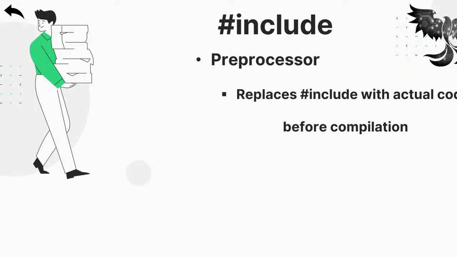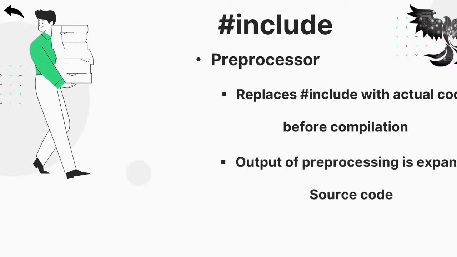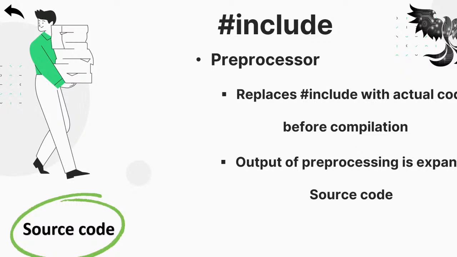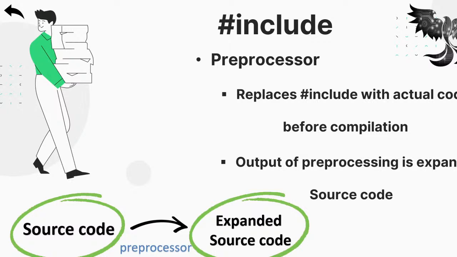So hash include is just one line, but it matters a lot and does so much. It includes the whole code before compilation and then expands the code. This is the source code, whatever code you are typing. It then combines with the preprocessor. Imagine hash include contains code A and your code is code B. When you run, those two codes connect together and form a big expanded source code.